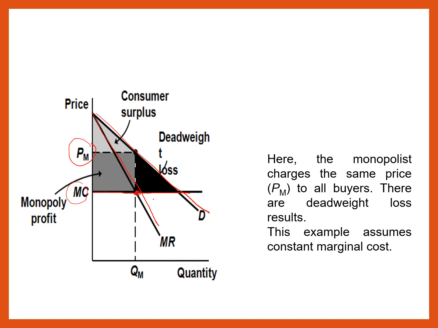MR is equal to the MC here. Because earlier we said for this example we assume there is a constant marginal cost. So when the MR is touching the MC here, you draw up to here. So this is the price the monopoly charges to the consumer. Okay, so you draw down below. So this part is the monopoly profit.